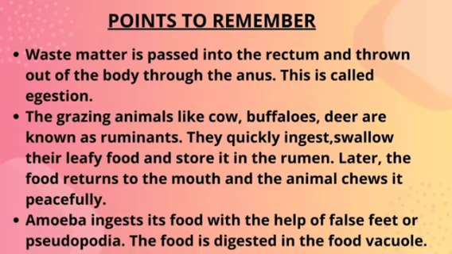They quickly ingest and swallow their leafy food and store it in the rumen. Later, the food returns to the mouth and the animal chews it peacefully. Amoeba ingests its food with the help of false feet or pseudopodia. The food is digested in the food vacuole.